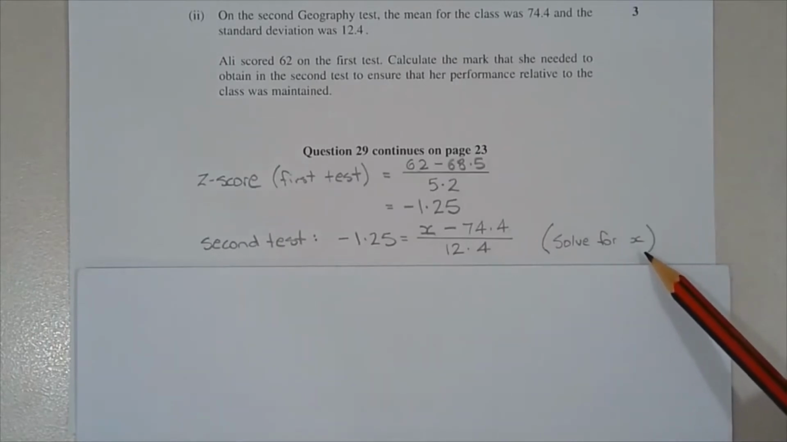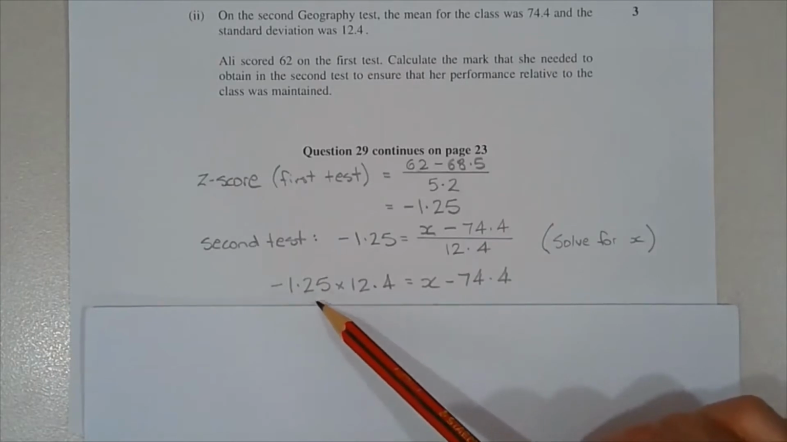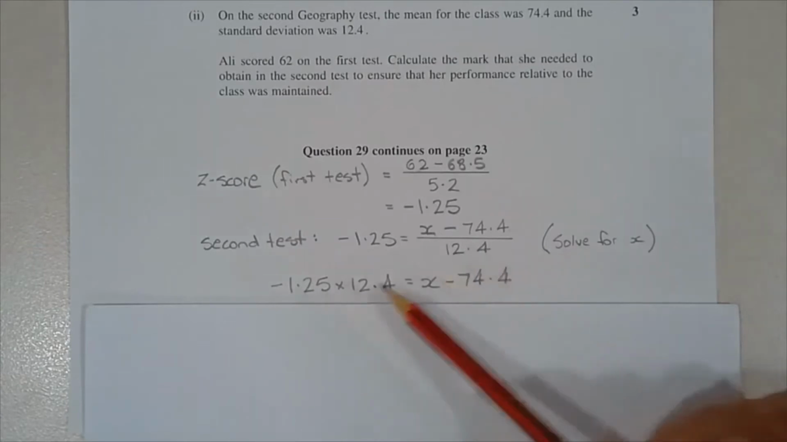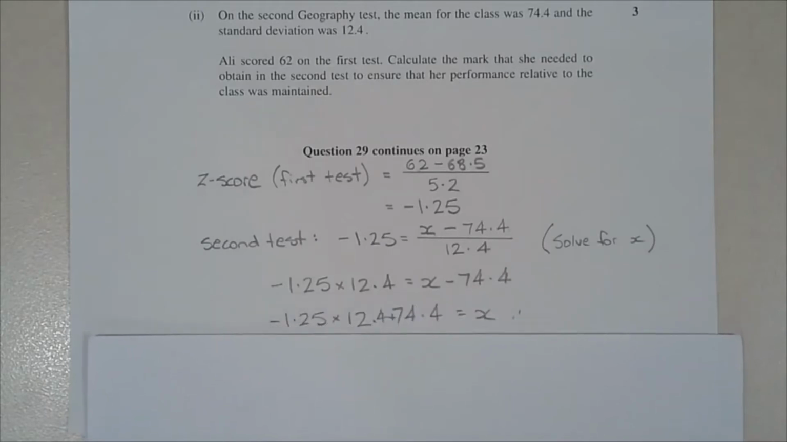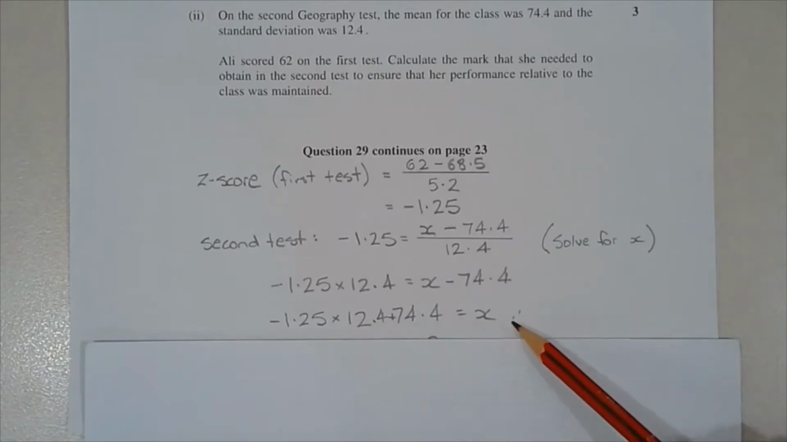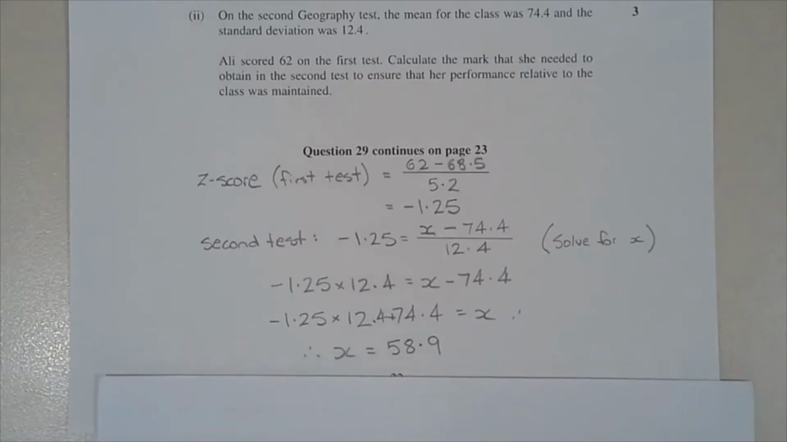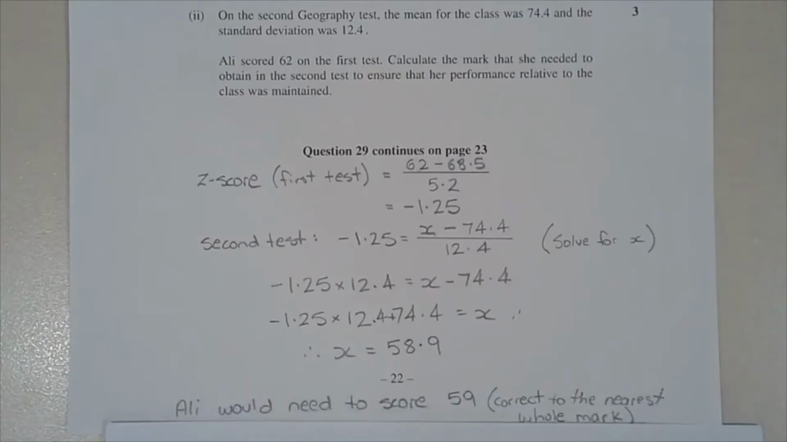And then we're going to solve for x. So I'm going to rearrange this formula, make x the subject. Multiplying both sides by 12.4, we have negative 1.25 multiplied by 12.4 is equal to x minus 74.4. And of course, we're going to add 74.4 to both sides so that x is the subject of the formula. So we end up with negative 1.25 multiplied by 12.4 plus 74.4 equals x. So therefore, x is equal to 58.9. Let's round that to the nearest whole number. Ali would need to score 59, which is correct to the nearest whole mark.